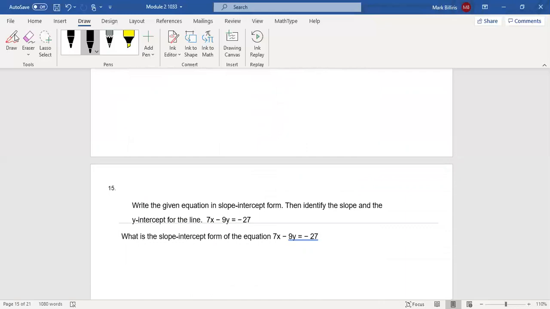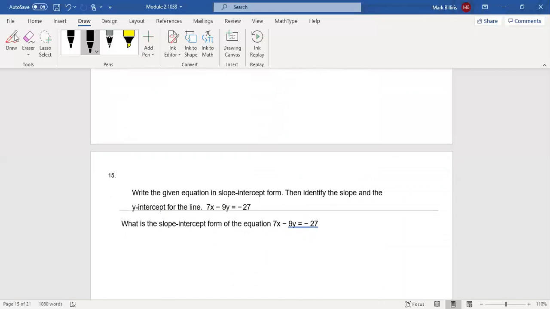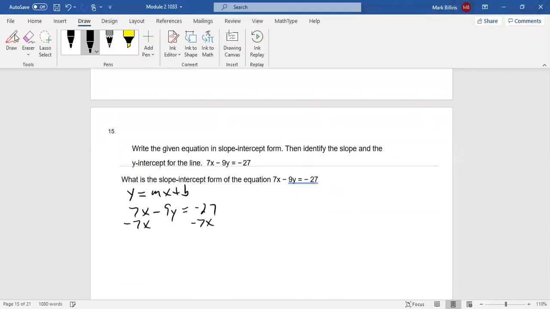The next example says, write the given equation in slope-intercept form. Then identify the slope and the y-intercept. We did this before in graphing. So we're going to start out, remember, by putting it into y equals mx plus b form. We're going to start off by moving the x term to the other side of the equal sign. So we're going to subtract 7x from both sides. Keep the sign with the 9. In this case, it's negative. So that's -9y equals -7x minus 27.